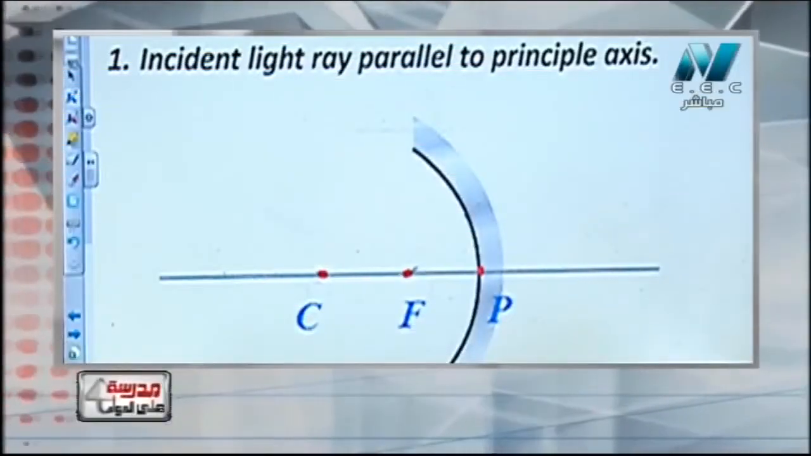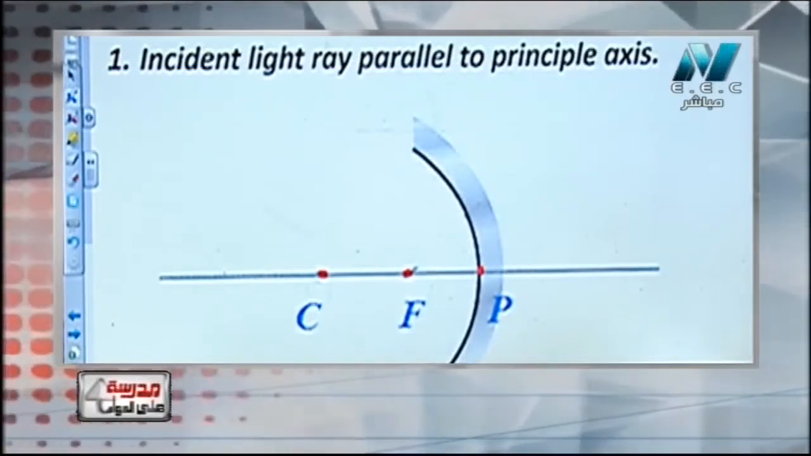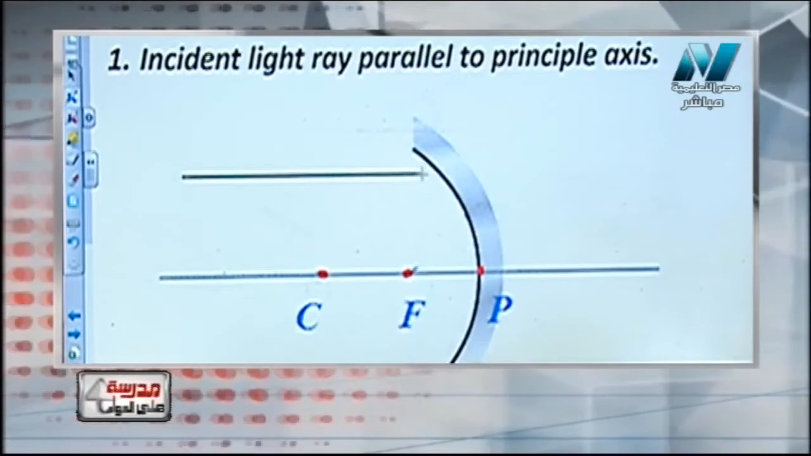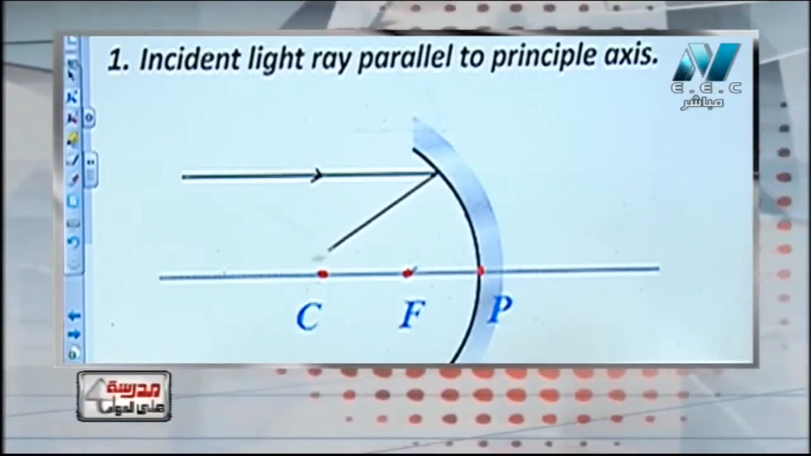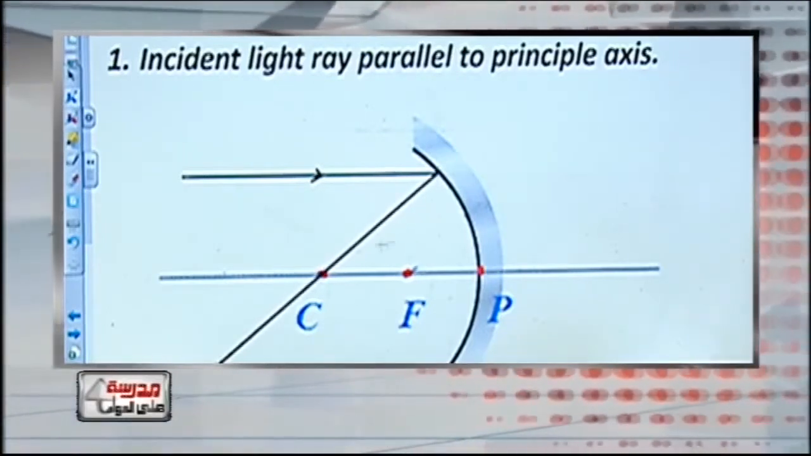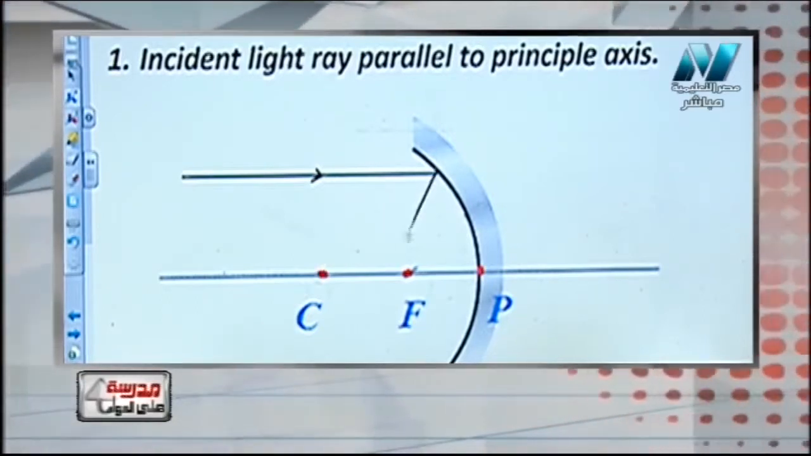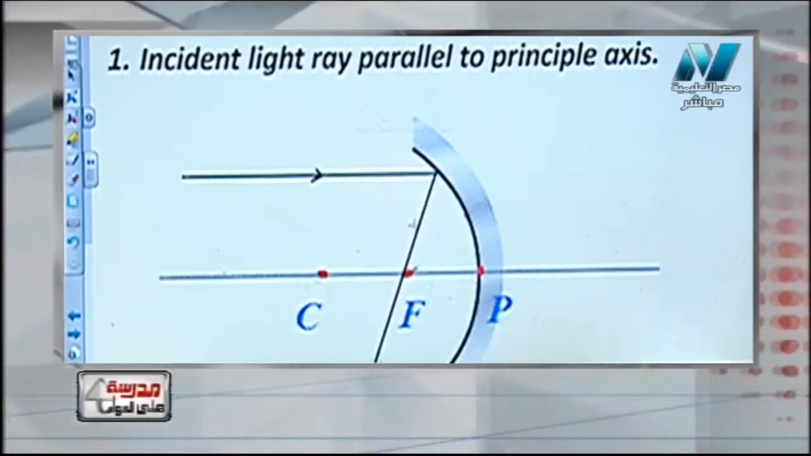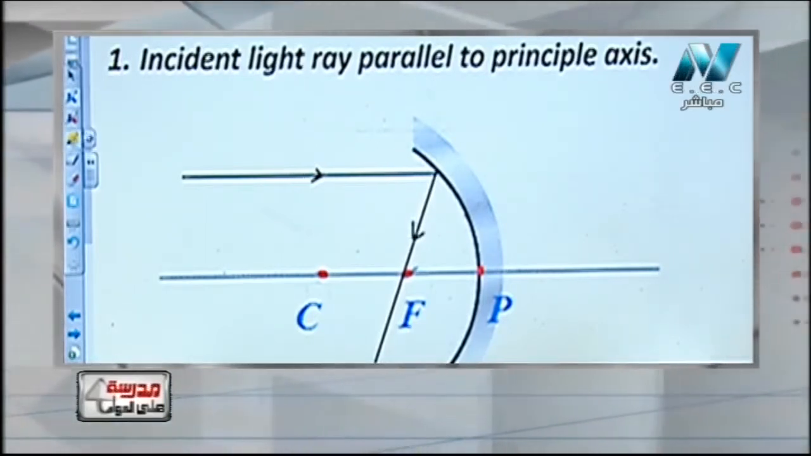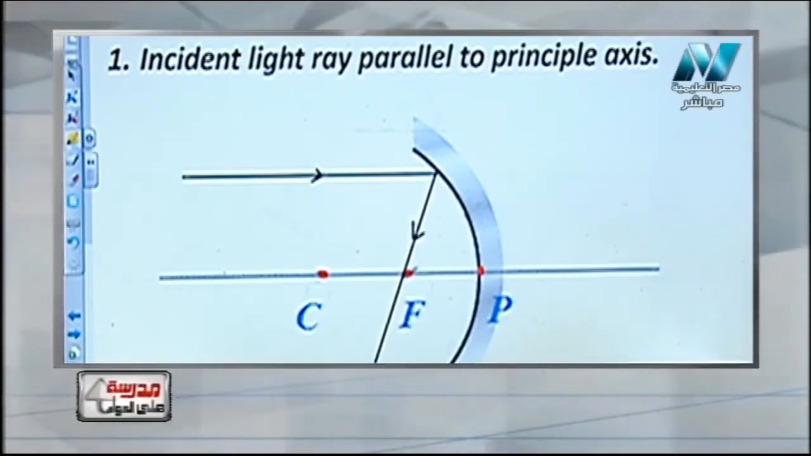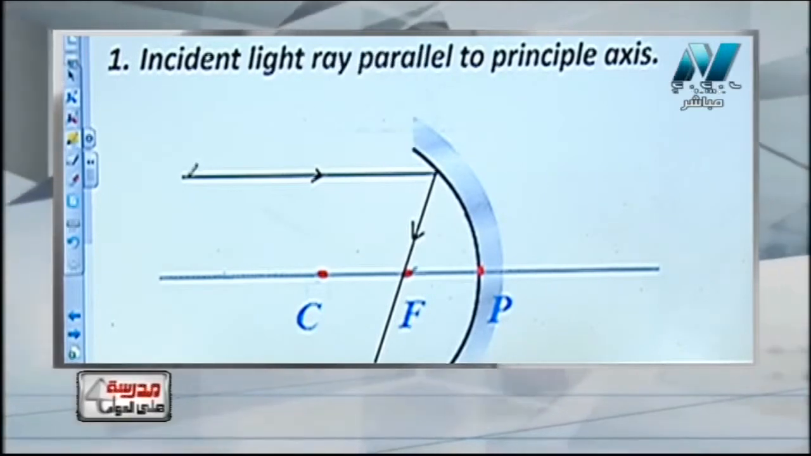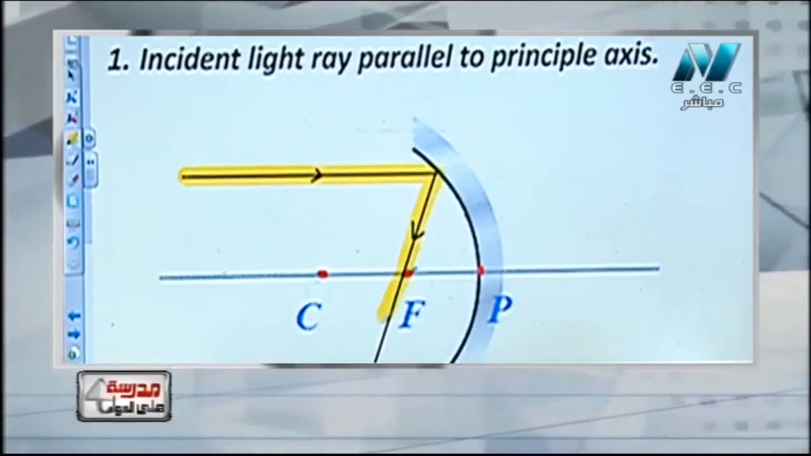The first rule says what? Incident light ray parallel to the principal axis. So here the light ray, as you see, is parallel to the principal axis, and we draw it by ruler. In this case the light ray will reflect through the focus of the mirror. So if the light ray falls parallel to the principal axis, it will reflect through the focus.